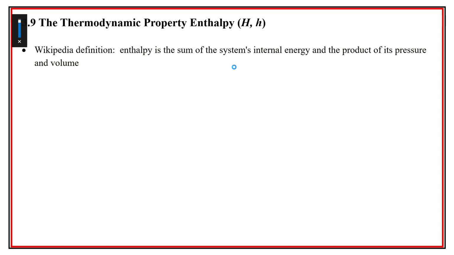Anyway, so this is section 3.9, the thermodynamic property enthalpy, which is capital H for the entire enthalpy, or lowercase h for enthalpy per mass. So the Wikipedia definition: enthalpy is the sum of the system's internal energy and the product of its pressure and volume. So it's actually not a new thermodynamic property, but it's a convenient thermodynamic property that merges together internal energy, which we've already been using, and pressure and volume.